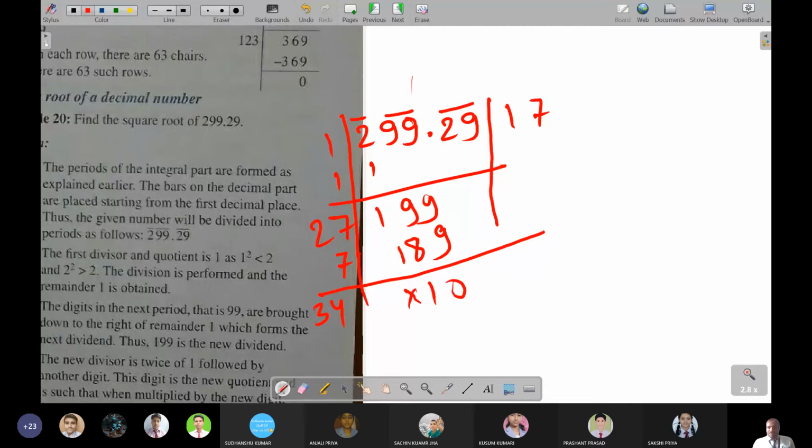And now after the point, 2 9 will come. When numbers after the point come, of course you have to keep the point over here. So now if you keep 3, then I think it will go exactly. 3 3 is 9, 3 4 is 12, 2 carry 1, 3 3 is 9 and 1 is 10. So exactly it is going. So you can say 17.3 is the root of it.